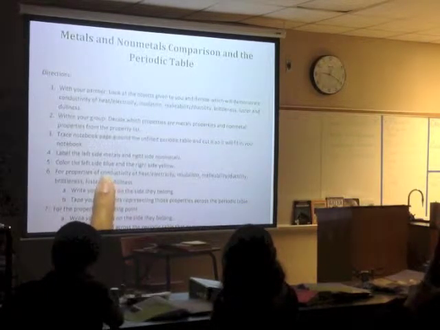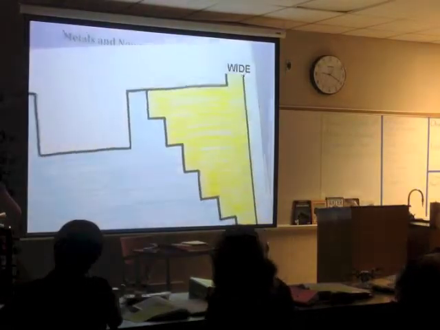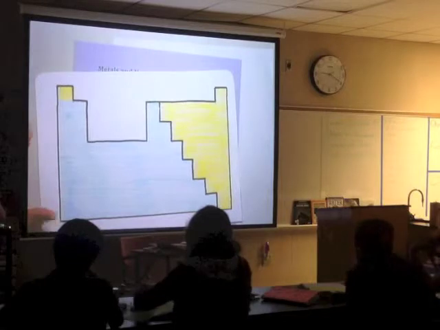Alright, so you're going to do that. So you're going to color blue and yellow. So your periodic table should end up looking like this first. Blue and yellow.